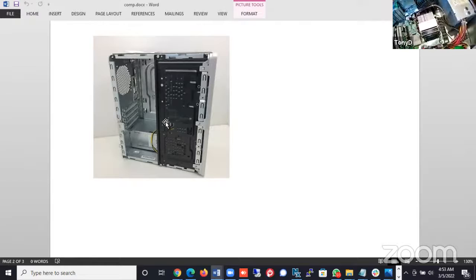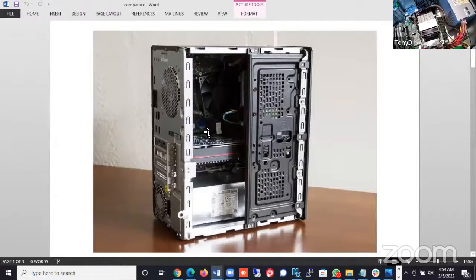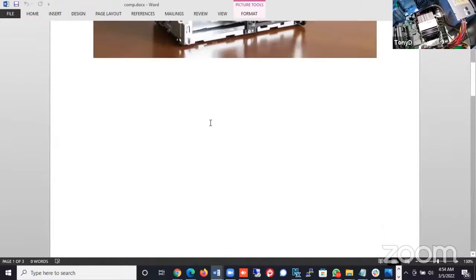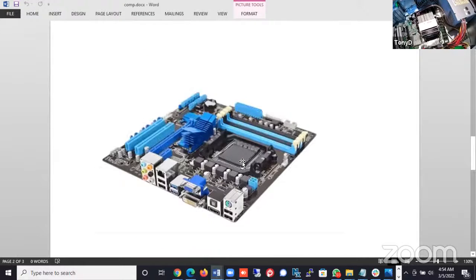So this is how the case looks like if there's nothing connected, and this is how it looks like when there are things connected, right? And this is how the motherboard looks like when you take it out from the box in a new one. You see that you have the output, which are these guys over here, the visual output. These are input devices.